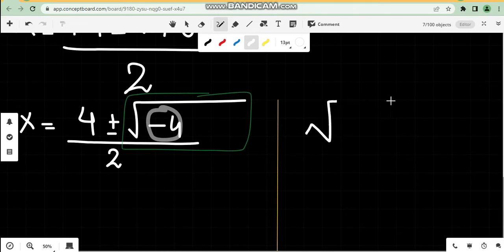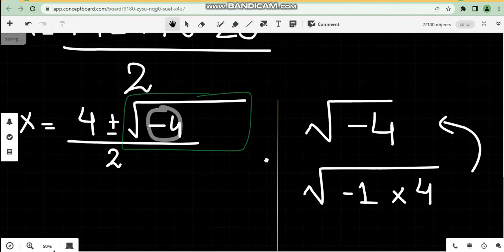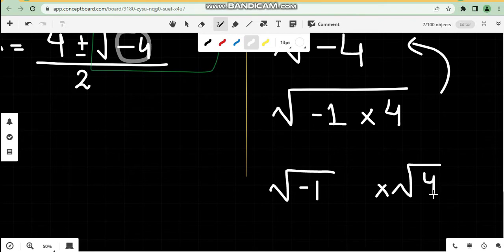I will write here square root of -4. What I can do is break this up. I know that 4 times 1 is 4, so I can say -1 times 4, that's -4. According to the radical rule, we can write them separately under the square root, because it's a rule. If numbers are multiplied with each other under the same root, you can write them in separate roots, and then you can simplify.